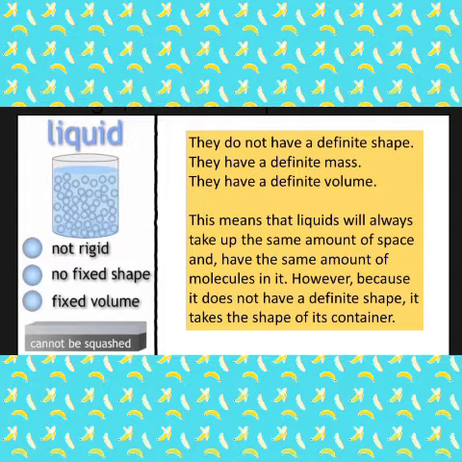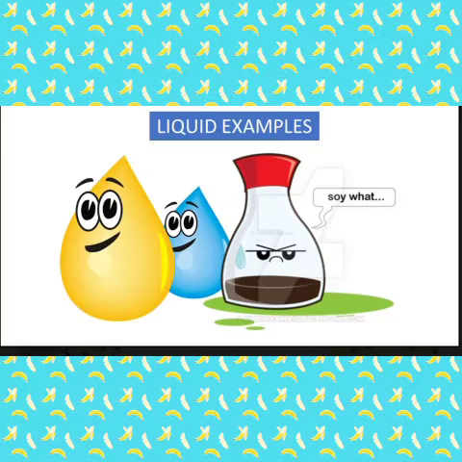Characteristic of a liquid. They do not have a definite shape. They have a definite mass and they have a definite volume. This means that liquids will always take up the same amount of space and have the same amount of molecules in it. However, because it does not have a definite shape, it takes the shape of its container. For example, soy sauce.